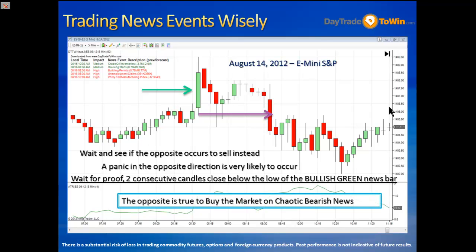Now the opposite is true. If this was a red candle or a red bar, I would instead look to buy the market at the high of that red chaotic candle when 2 consecutive closings occur above it. Okay, so the opposite is true if that was a negative response, a negative initial response. I'd look to buy the market. So let me explain to you what happened yesterday and what happens all the time and how you can take advantage of this and why this happens.